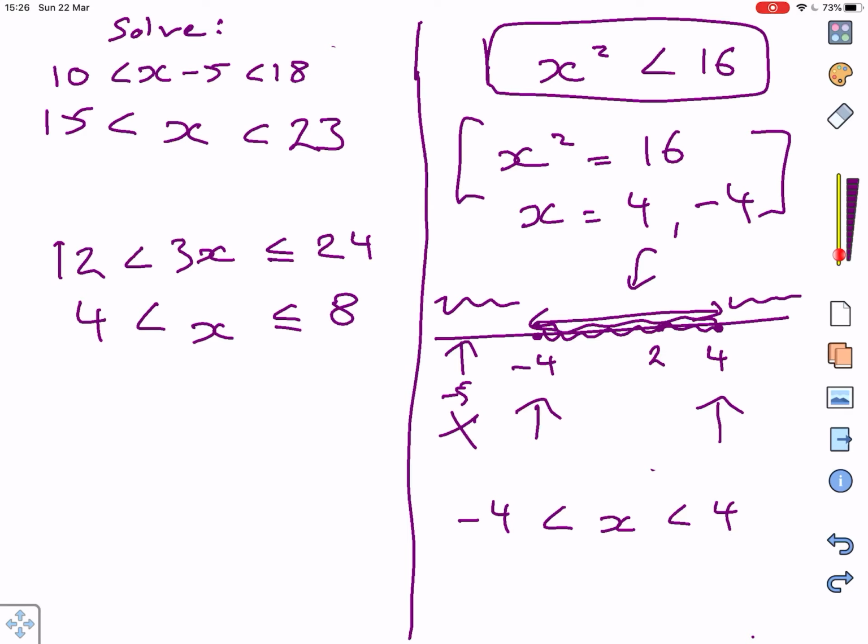I can't actually land on 4 or negative 4, because if you look back at the question, the x squared has to be strictly less than 16. It can't equal 16. So that's why these signs mirror the sign in the question.